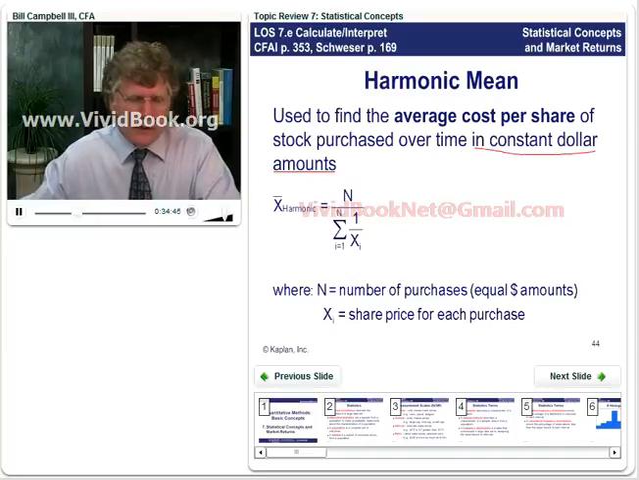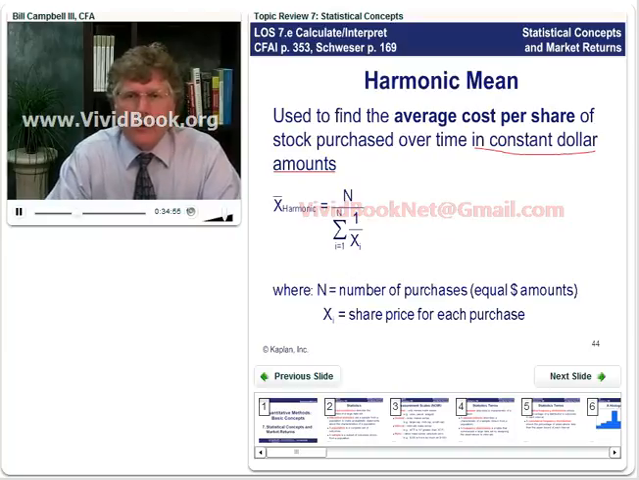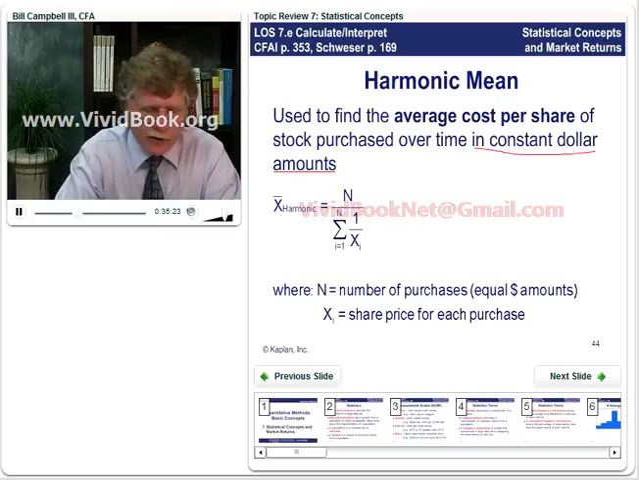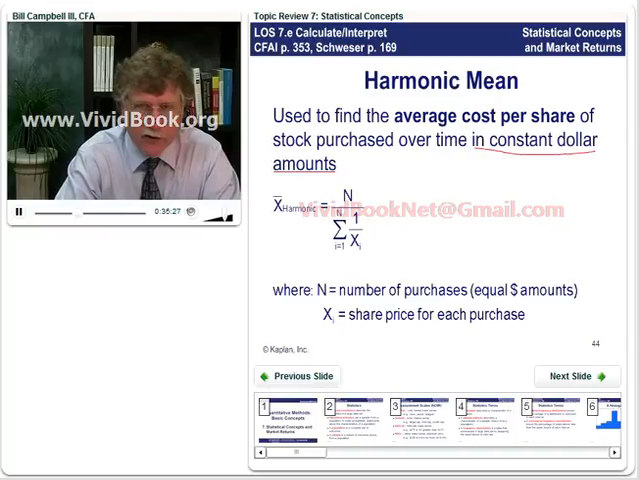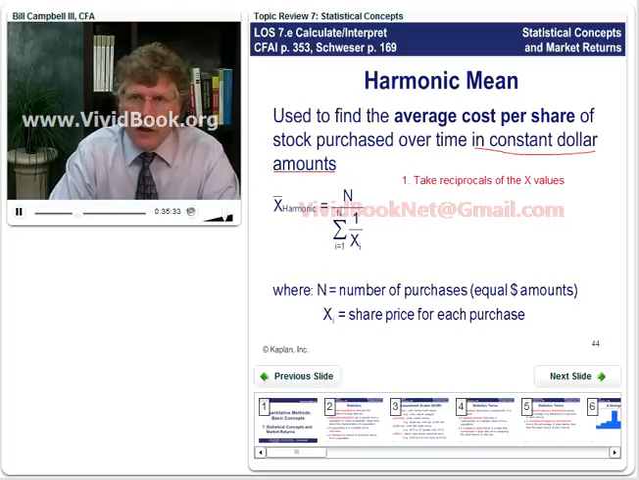Here's step 1: take reciprocals. You're going to compute the reciprocal of each measurement. So, for example, if you bought $2,000 of stock at a price of $25 a share, you would take the reciprocal of 25, 1 over 25, .04. If you bought another $2,000 of stock at $20 a share, you would take the reciprocal of 20, .05, and so on. So first thing, take reciprocals of the x values. Okay.